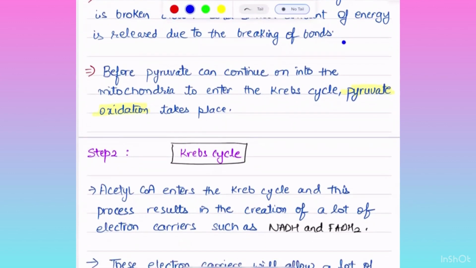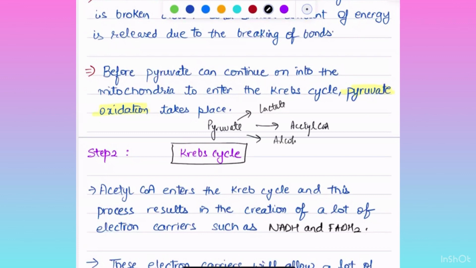Once pyruvate is formed, it has to enter the Krebs cycle, that is step 2 of cellular respiration. But before pyruvate can continue on into the mitochondria to enter the Krebs cycle, pyruvate oxidation takes place, which means pyruvate is converted to acetyl CoA. Pyruvate can also be converted to lactate or alcohol, which is called a fermentation reaction, which we will learn later. This, in the absence of oxygen, is also called anaerobic respiration or fermentation.